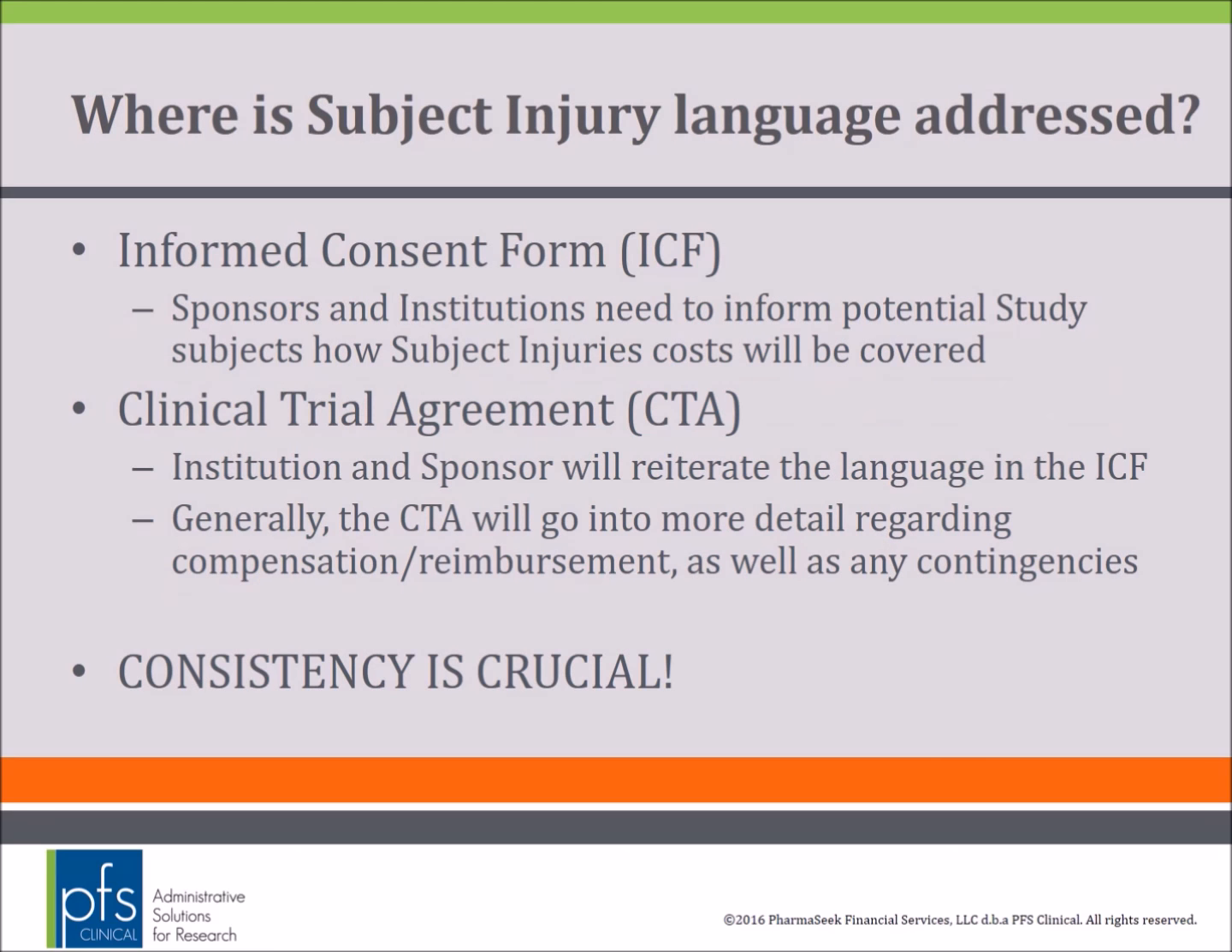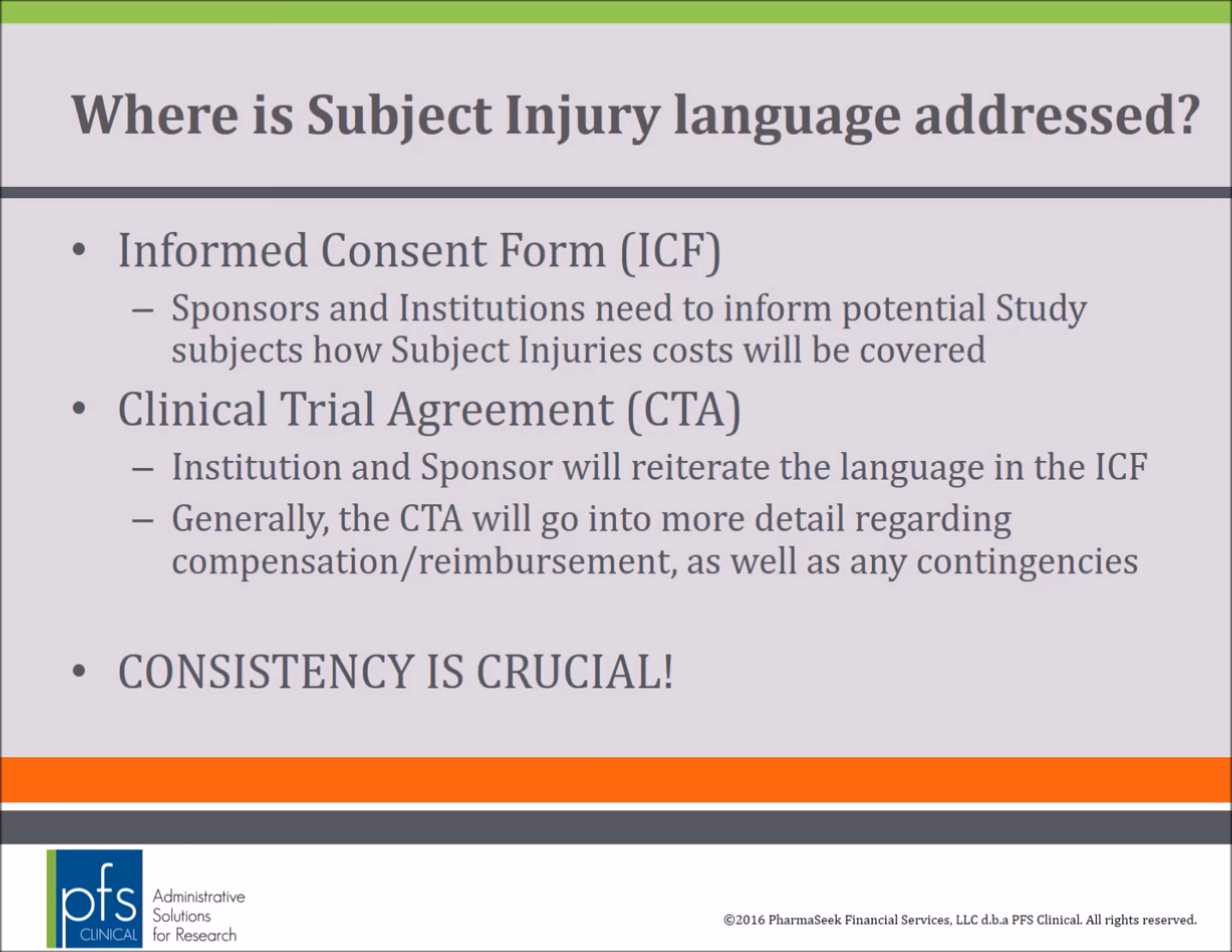So where you're going to find subject injury language is in two places. You'll find it in the informed consent form, first of all, and the subject injury language in the ICF is the way for the sponsor to communicate to subjects exactly what will happen with any medical bills they may incur as a result of the study. So it'll be pretty basic, but it will talk about what will happen to those bills.